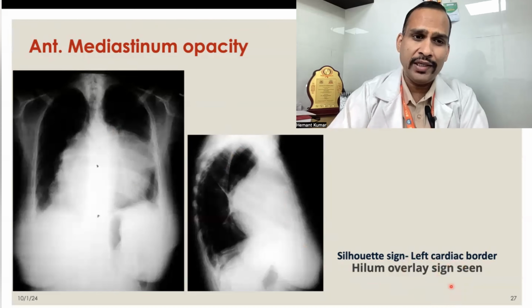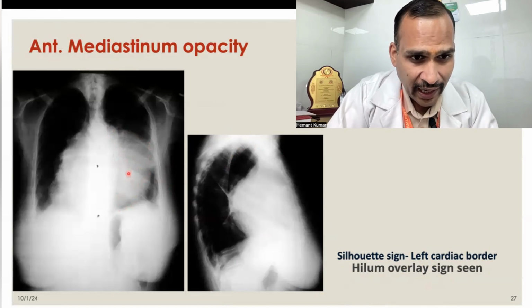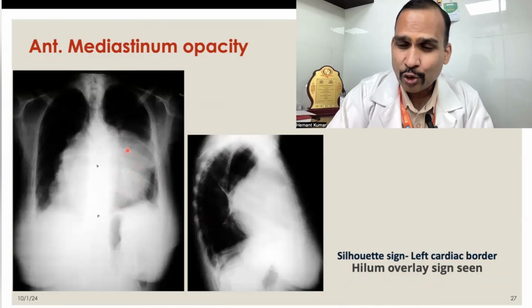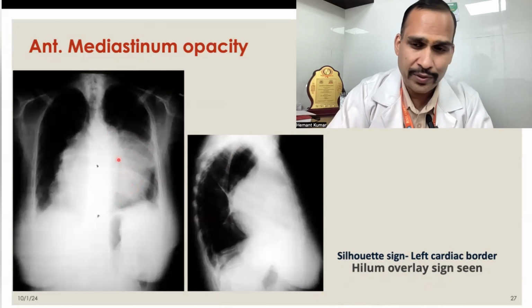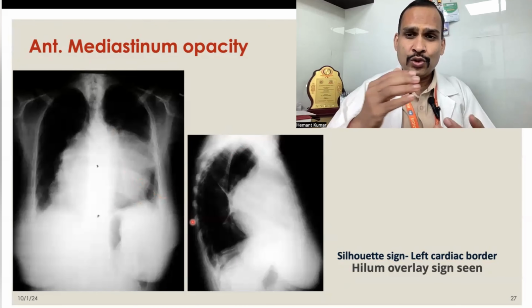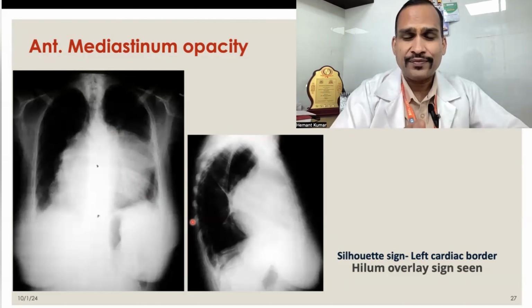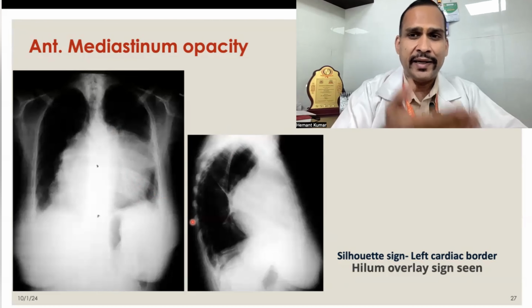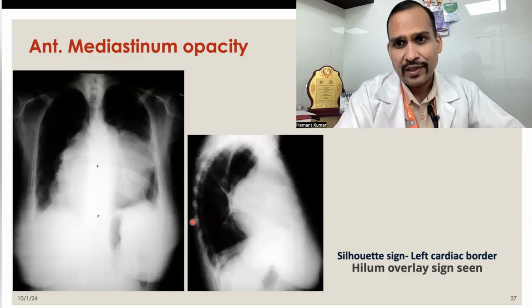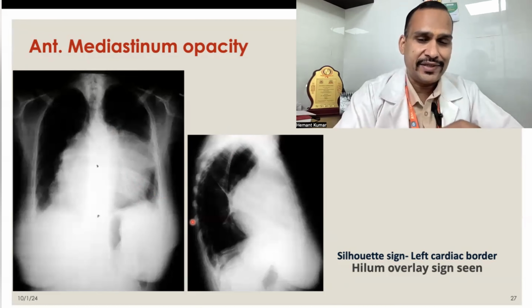Another thing is the hilum overlay sign. What is the hilum overlay sign? If you see this opacity carefully, you can see hilar vessels beneath this opacity. Behind this opacity, we can see hilar vessels. So if you can see hilar vessels either anterior to the mass or posterior to the mass, it means the opacity is either in the anterior mediastinum or posterior mediastinum. If you are not finding these hilar vessels, it means the opacity is in the middle mediastinum.